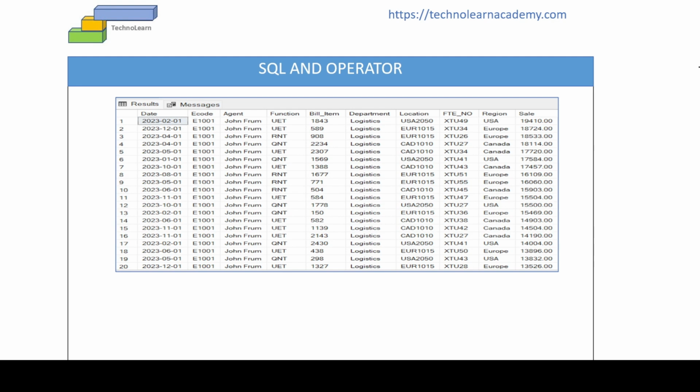Hello everyone. In this lecture, we are going to discuss the SQL AND operator. A where clause with an AND operator is commonly used in SQL queries to filter results based on multiple conditions. For example, this is our dataset, and in this dataset, we can see that we have multiple columns, and within each column we have multiple values.